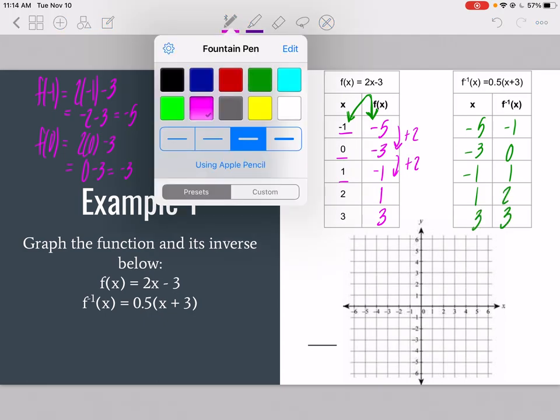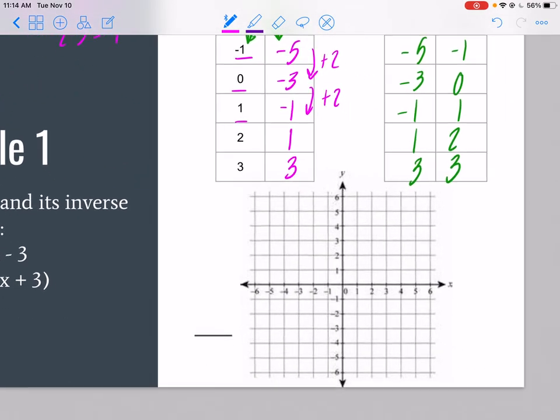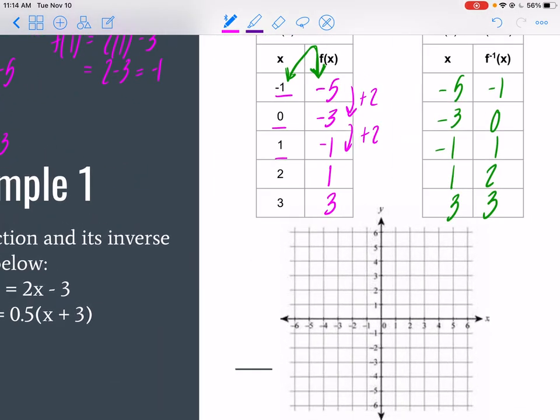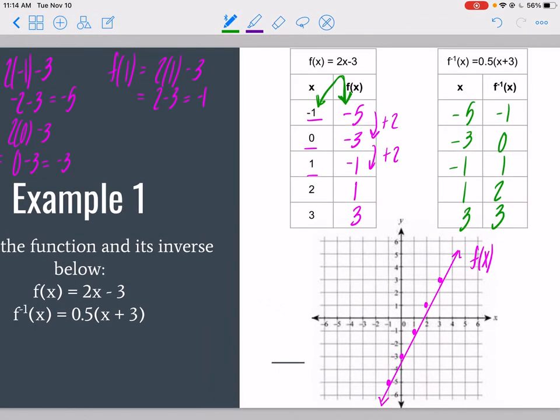So let's graph those and confirm that it actually does look like it's been reflected over the line y equals x. Okay, so we've got -1, -5 here, here, here, and here. So this is the original. And whenever you're graphing, I want you to get in the habit of labeling which function that's for. Okay, and then let's graph the other one.